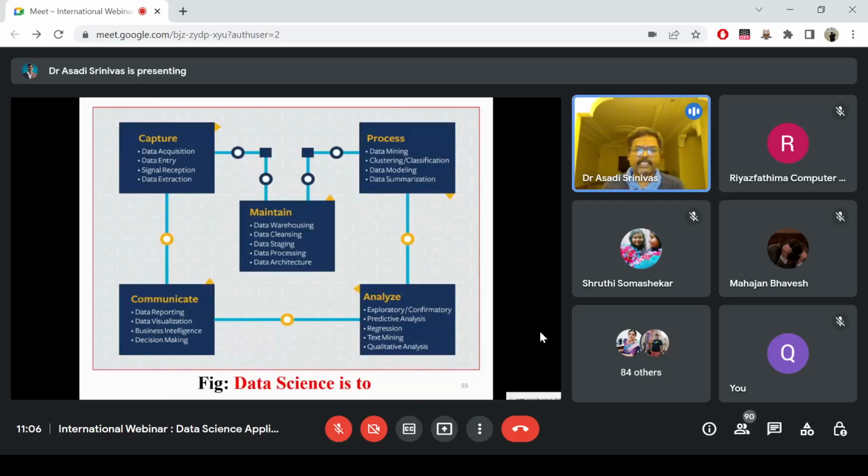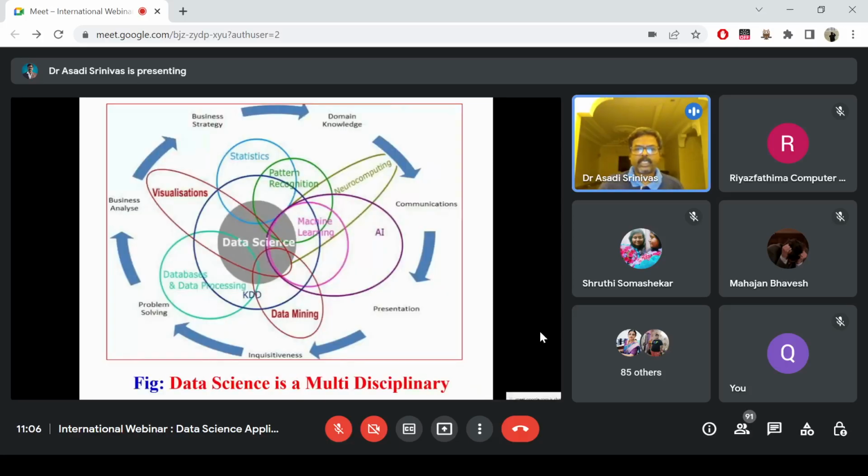These are the 5 steps we are following in data science. First, we are capturing the data, and then we are processing the data, then we are maintaining the data, analyzing the data. Finally, we are communicating with the end users or customers. And data science is a multidisciplinary subject. It covers various subjects like data mining, visualization, statistics, pattern recognition, neurocomputing, machine learning, databases, and data processing, etc.